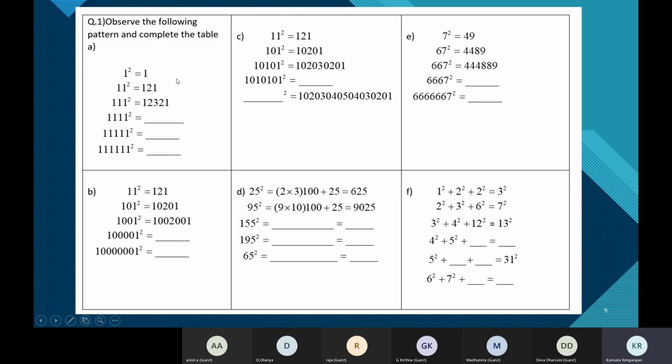Yes, got the first one? 1A? Yes, ma'am. What can you say about the numbers, children? What can you say about 121? Have you heard of palindromic numbers? Yes, ma'am.